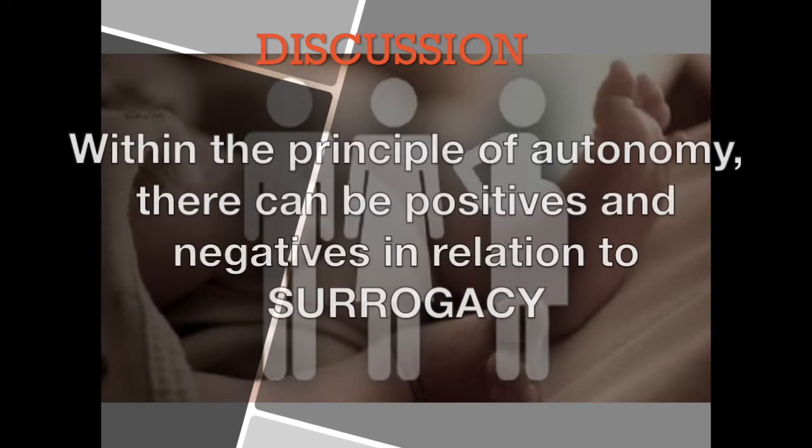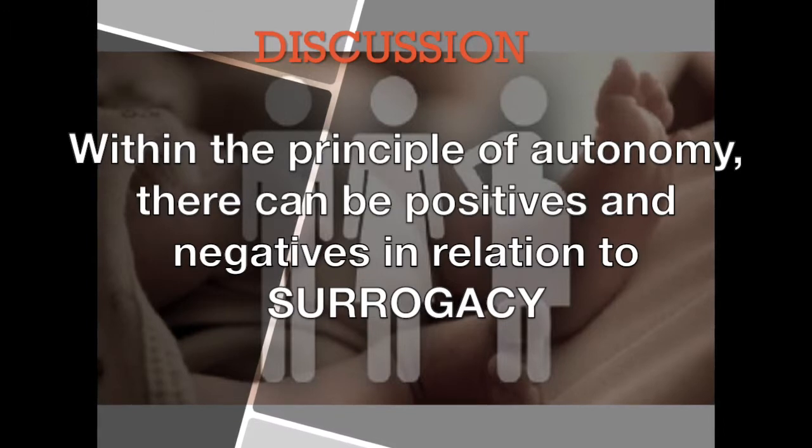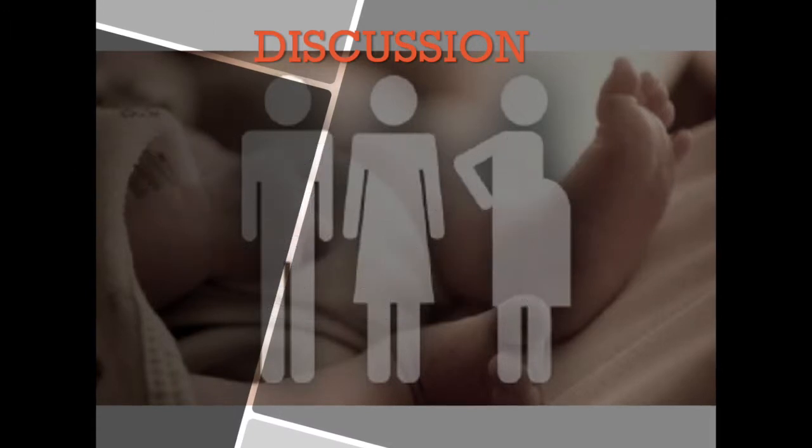Within the principle of autonomy, there can be positives and negatives in relation to surrogacy. As autonomy is one's right to self-determination, it is positive in the sense that any person or couple wanting to use a procedure can choose for themselves whether they feel it is right or wrong. However, a health professional can use their own autonomous right to say if they don't agree and refuse to go through with the procedure. This then makes it hard for people to autonomously decide that they want to go through with using surrogacy to have a child, as there are limited health practitioners who would go through with it.